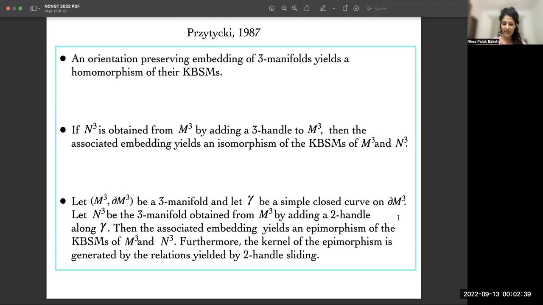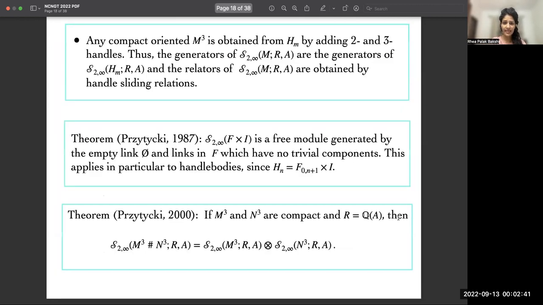And so what all of this gives us is the following. We can find the KBSM of any compact oriented three-manifold, since such a manifold is obtained from a handlebody by adding two or three handles to it. And so the generators of the KBSM of that manifold are going to be the generators of the KBSM of a handlebody, and the relations are given by two-handle sliding relations.